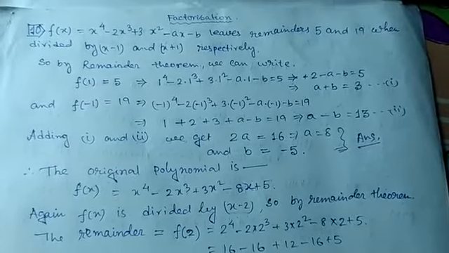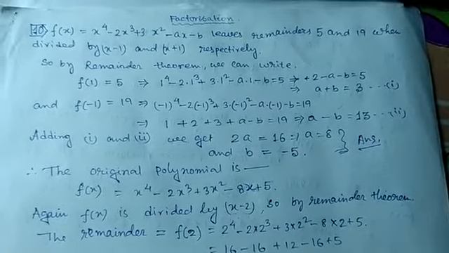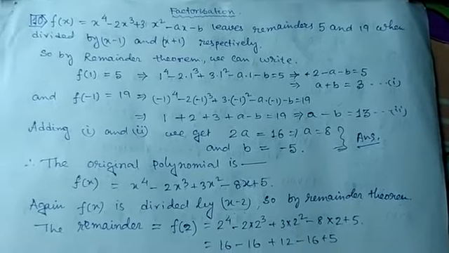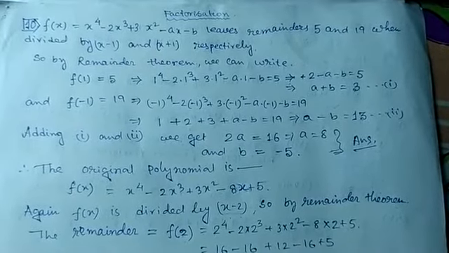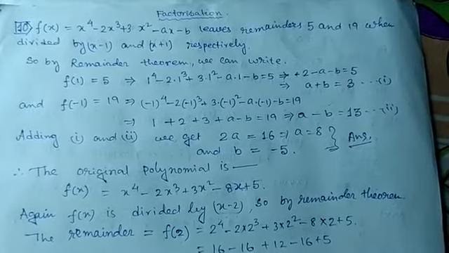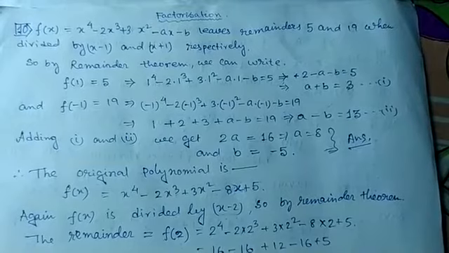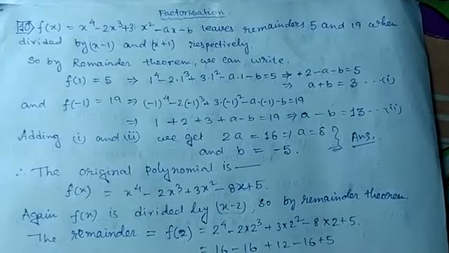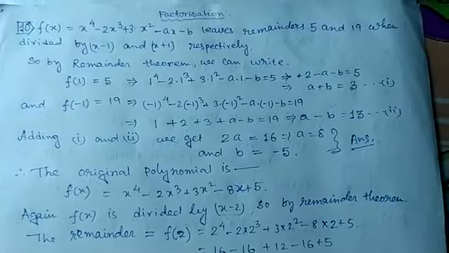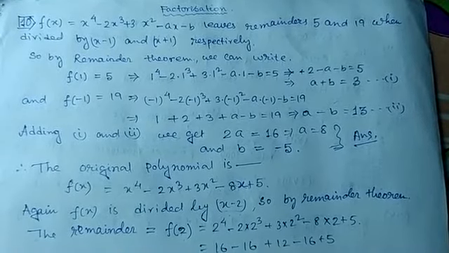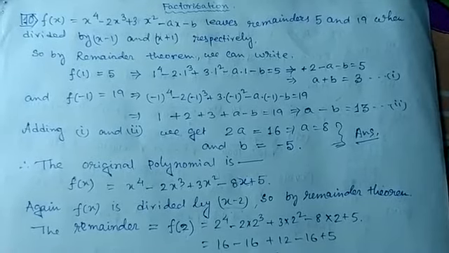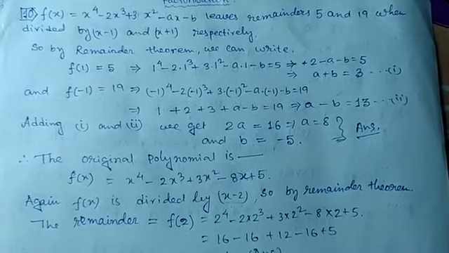Good evening students. Today I will discuss one sum of the factorization chapter from class 10. The question is given like this: if f of x is a polynomial that leaves remainder 5 and 19 when it is divided by x minus 1 and x plus 1 respectively, find out the values of a and b, and hence find the remainder when that polynomial is divisible by x minus 2.